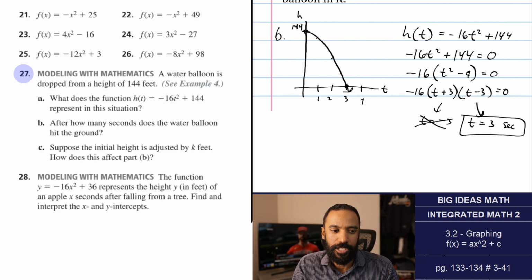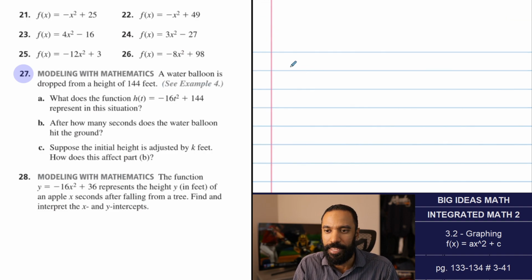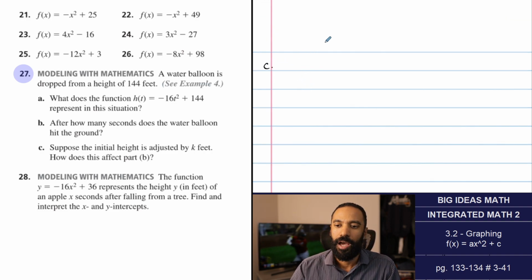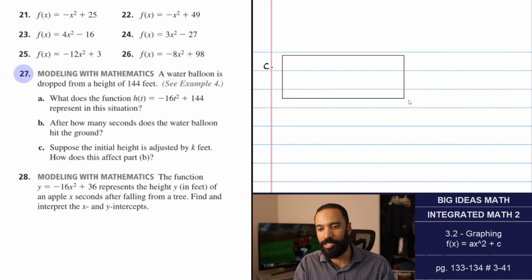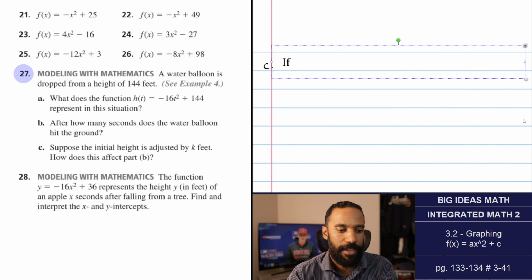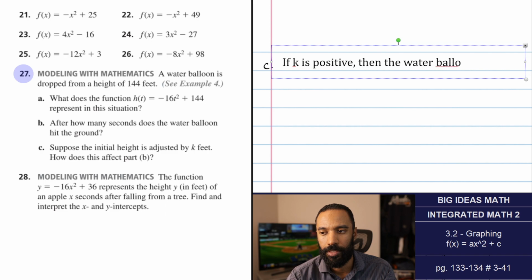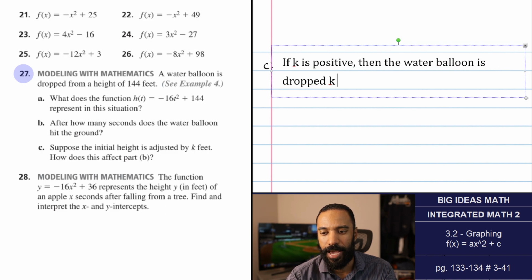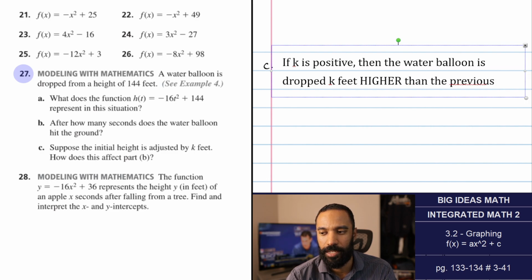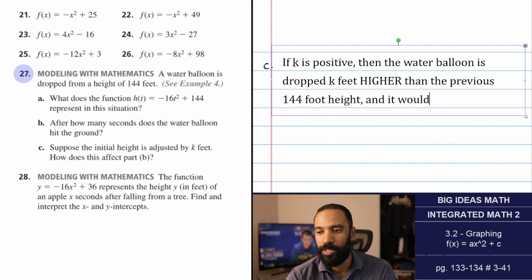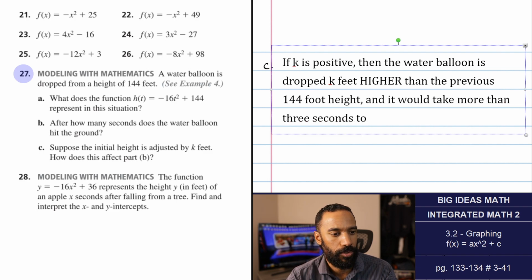Now, part C says, suppose the initial height is adjusted by k feet. How does this affect part B? Well, if k is positive, we kind of had this question before. If k is positive, then the water balloon is dropped from k feet higher than the previous height. And it would take more than 3 seconds to hit the ground.